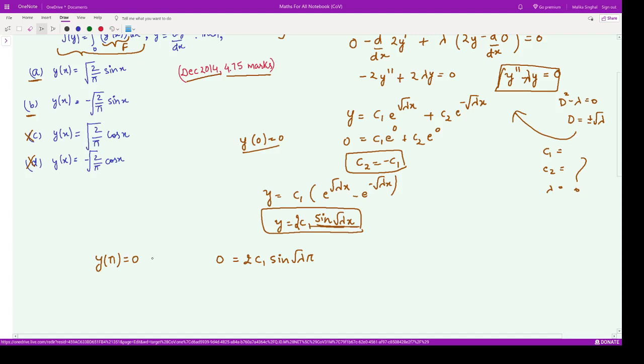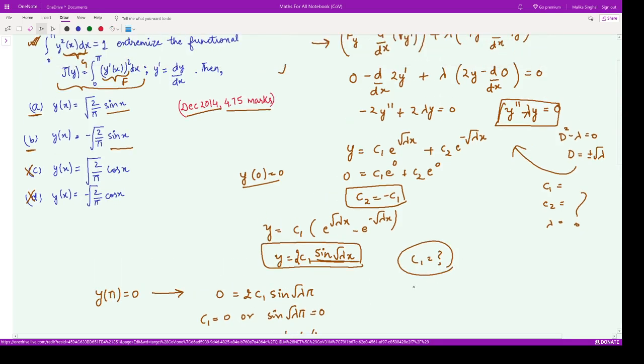So on applying this boundary condition we obtain this. So either c1 is 0 or sine of square root of lambda pi is equivalent to 0. Obviously from here lambda is equal to 1 or 4 or so on, but from the options you can see that our lambda is 1, so lambda is fixed. Now let us calculate c1 using the given subsidiary condition. So what is the condition given to us? Let us see.